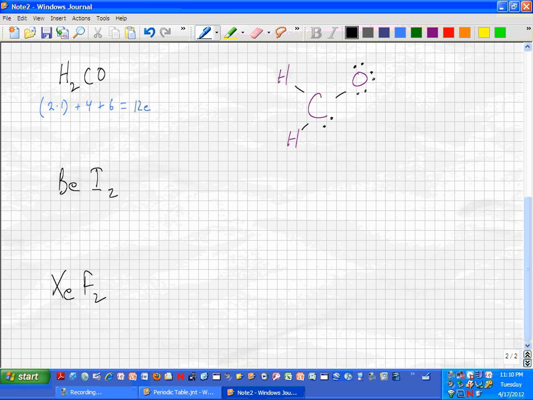I'm up to counting how many available versus how many used. I used 6 on the oxygen, another 2 is 8, 10, 12, 14 electrons used. However, I only had 12 electrons available. So that means what I need to do is create a double bond between the central atom and one of these atoms. Since hydrogen can only get 2 electrons, it'll never form a double bond or a multiple bond.